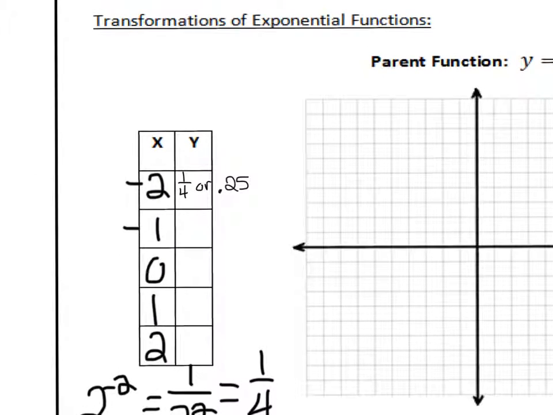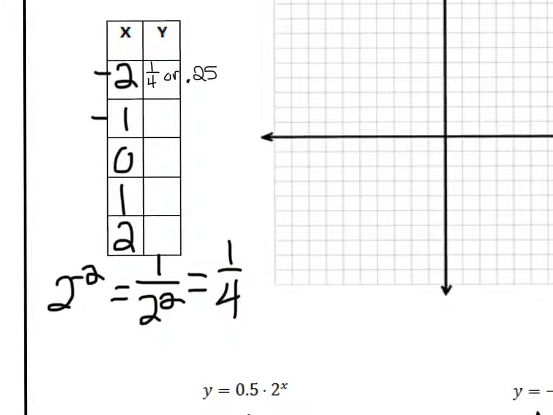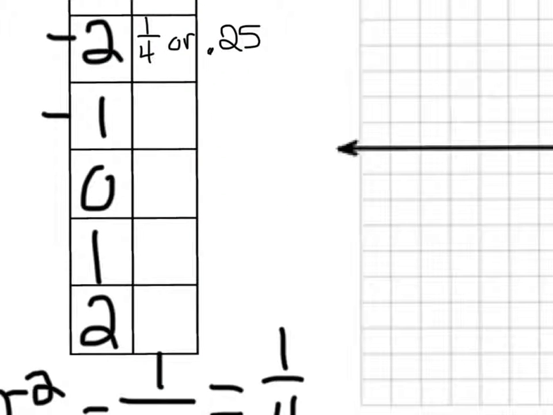Now we're going to do the same thing with -1. So 2 to the -1. Well, that negative exponent means 2 is going to go to the bottom, and 2 to the first is just 2, so 1/2. Or 0.5, depending on what you prefer.